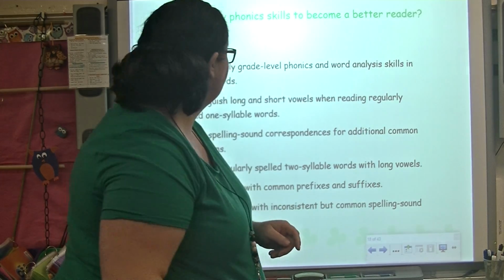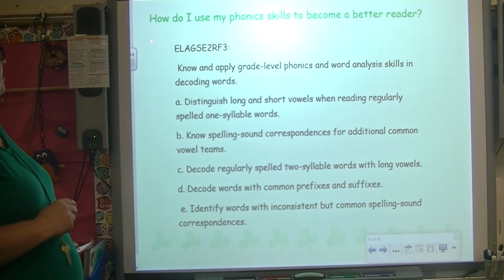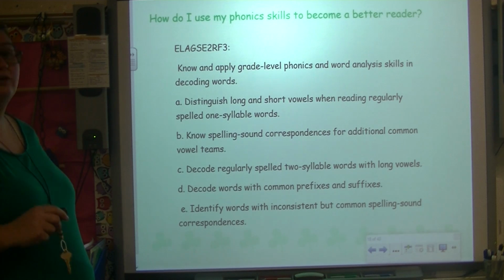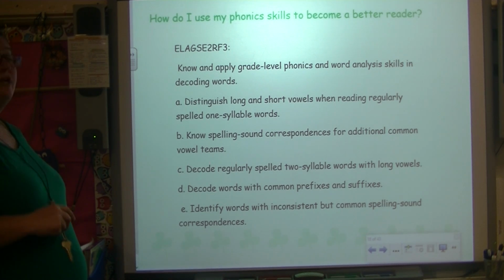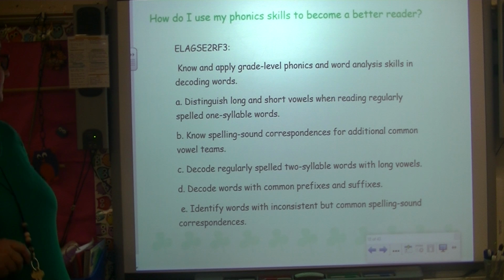All right, so let's look at our essential question and standards. How do I use my phonics skills to become a better reader? In our lesson, we will know and apply our grade level phonics and decoding skills. We will distinguish the difference between long and short vowels in one syllable words. We will know our digraphs, especially our vowel digraphs. Decode two syllable words. Decode prefixes and suffixes. Right now we're focusing on suffixes. Identify words with inconsistent but common spelling sound patterns. Those are your funny words or sight words that follow funny patterns.